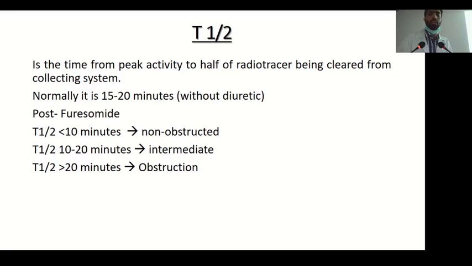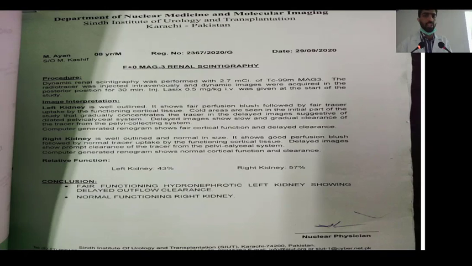If T half is 10 to 20 minutes, it shows intermediate, and if T half is more than 20 minutes, it shows definitive obstruction. And there are F plus 0, F plus 15 and F minus 15. These studies are named after the time of the injection. If furosemide is injected 15 minutes before the study, this is called F minus 15. If furosemide is injected at the time of study, it is F plus 0. If it is injected 15 minutes after the start of study, it is F plus 15. And the dose of furosemide is 0.5 milligram per kg.